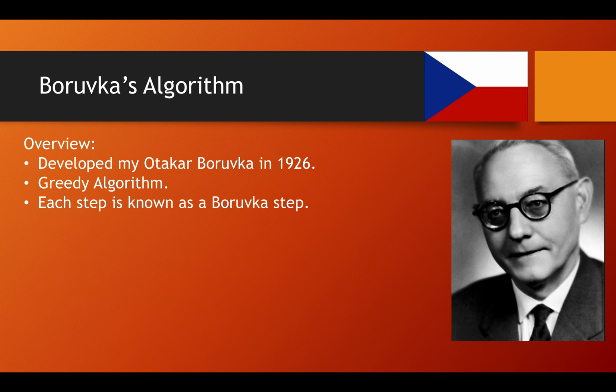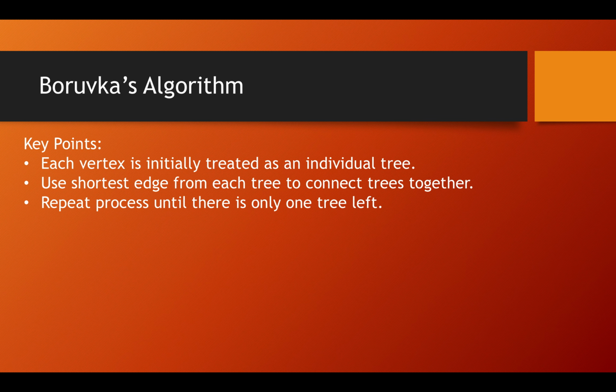Boruvka published the first algorithm to solve the MST problem. To find the MST in a graph, Boruvka's algorithm takes a greedy approach, making the locally optimal choice at each stage. The algorithm takes input of an undirected, connected, weighted graph, and then conducts steps known as Boruvka steps to find the MST. The algorithm is based on the principle that the lowest weight edge of each vertex must be a member of the MST.